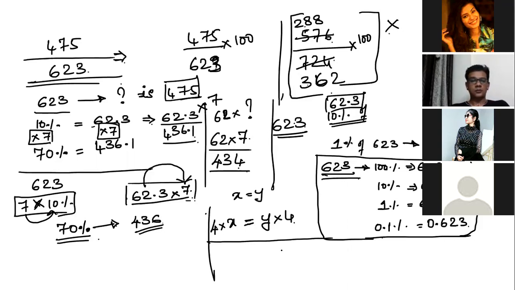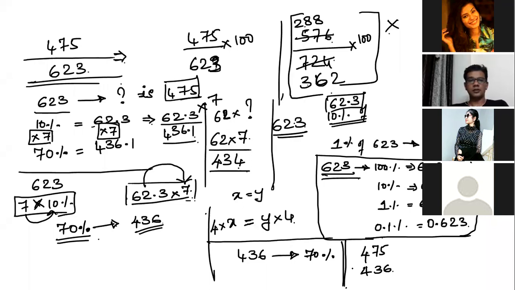So now, guys, where have we reached? We have reached the value 436 and we have reached a percentage of 70. This is where we have reached. But what are we searching for? We are searching for 475 and we have reached 436.